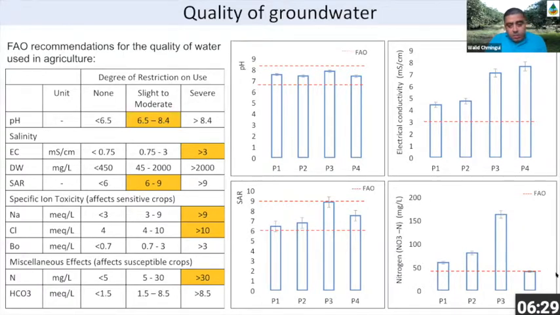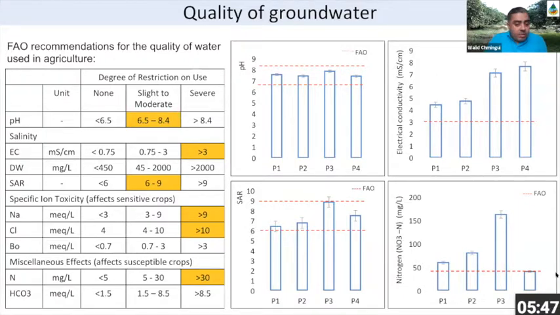Concerning groundwater, as I mentioned before, it's affected by seawater intrusion. As you can see on the graph, the electrical conductivity varies from 4.4 for P1 to 7.6 millisiemens per centimeter for P4, from the upstream to the downstream. The high values of nitrate confirm also the impact of agricultural activities due to the overuse of fertilizers.